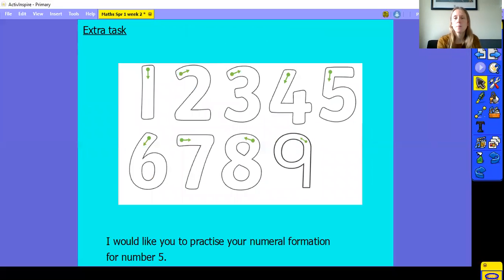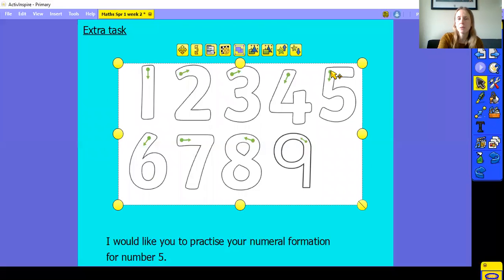One more task for today. We've already practiced our numerals 2, 3, and 4. Today, I want you to practice writing number 5. Now, this one can be a little bit tricky. We have to remember that we start here. We start at the top. First, we go down, and then we go around the 5. Then we take our pencil off, go back up to the dot, and draw a line going across.